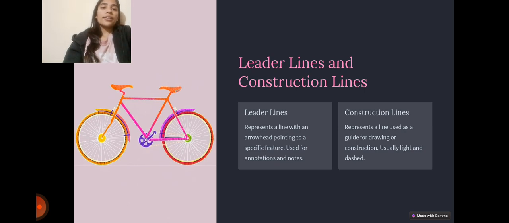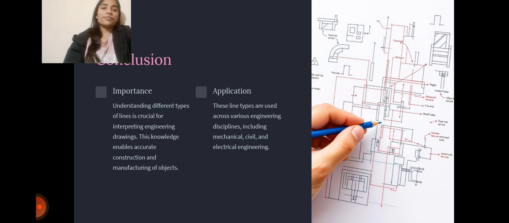Now leader lines and construction lines. Leader lines represent a line with an arrowhead pointing to a specific feature, used for annotation and notes. Construction lines represent a line used as a guide for drawings or constructions, usually light and dashed lines.